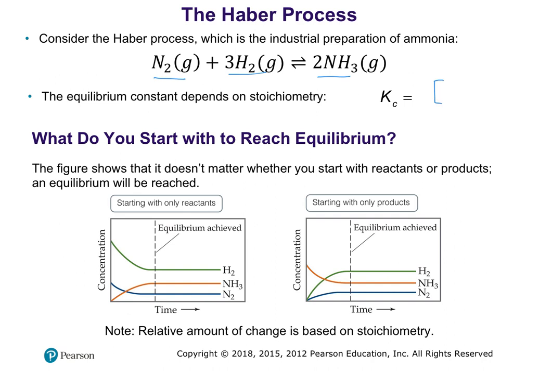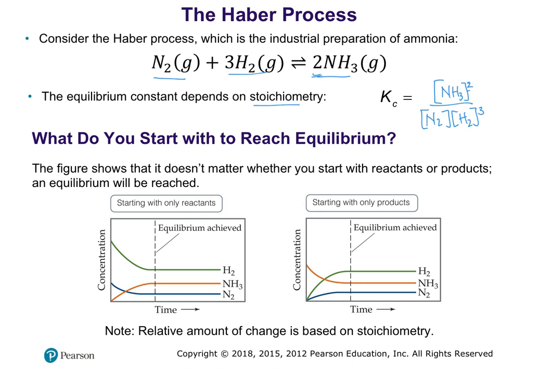It ends up being my products, which are NH3 ammonia squared, divided by my reactants, which are N2 and hydrogen, H2 to the third. Notice that the constant depends on the stoichiometry. So I take all of the coefficients and I raise them to the power. So we'll see how that works in the next slide.